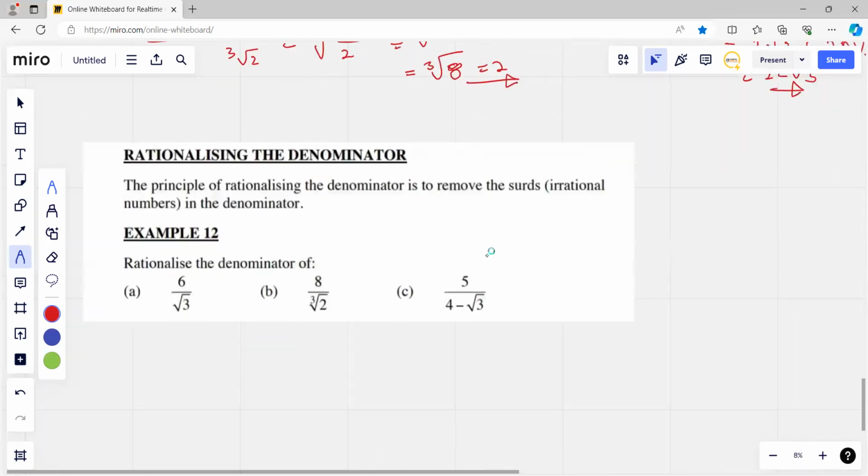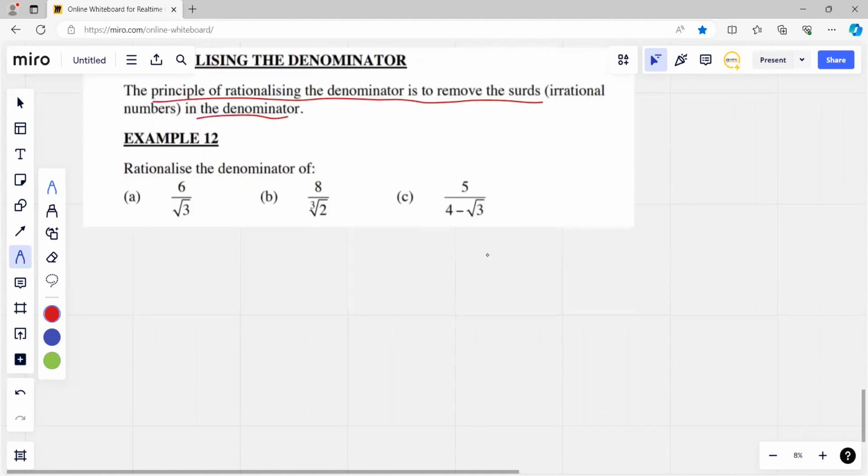Rationalizing the denominator. The principle of rationalizing the denominator is to remove a surd, an irrational number, in the denominator. So basically, rationalizing the denominator, we just remove a surd. So how are we removing a surd? Remember for number A, for us to remove a surd, if we multiply this surd by itself, we get 3. Then from that instance, we remove the surd.